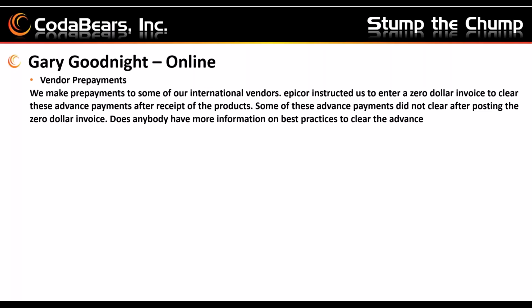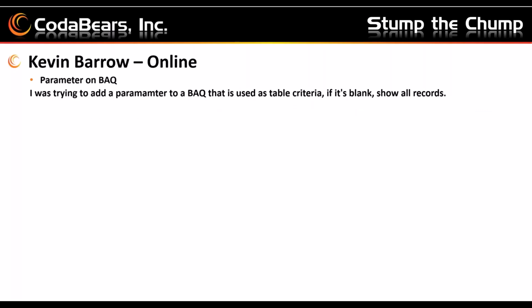Okay, next one was from Kevin. Parameter on a BAQ, trying to add a parameter to a BAQ that is used as table criteria. If it's blank, show all records. We answered that one already. Okay, that's what I thought. This one sounds familiar, but I'm going to double check it. Yeah.